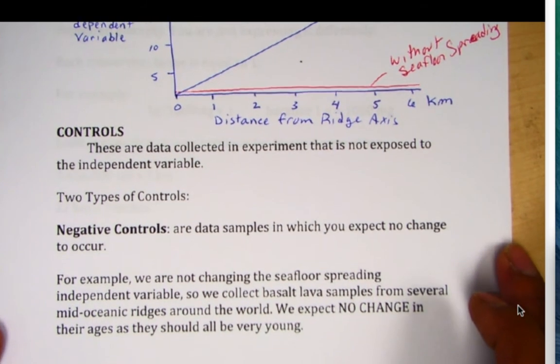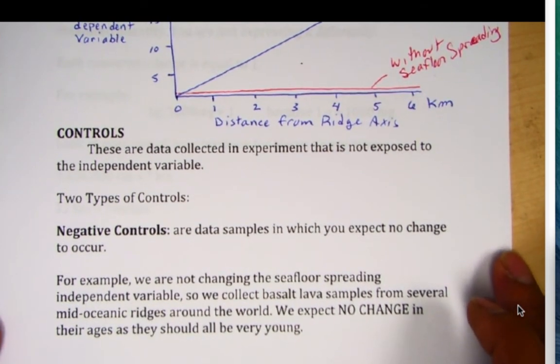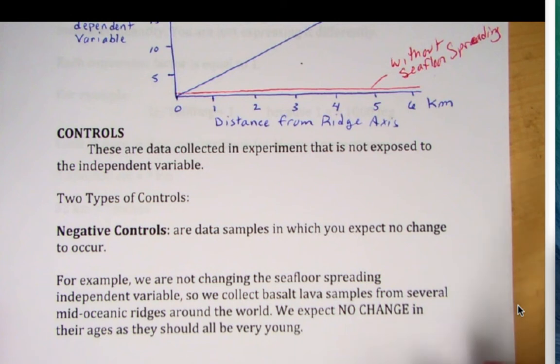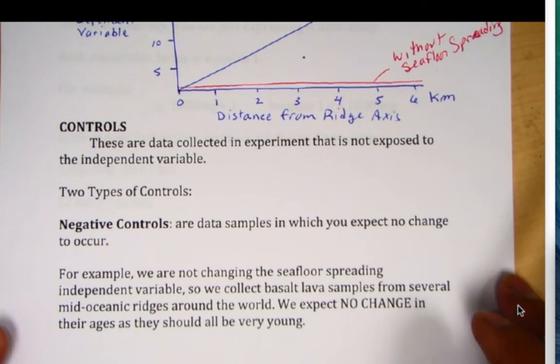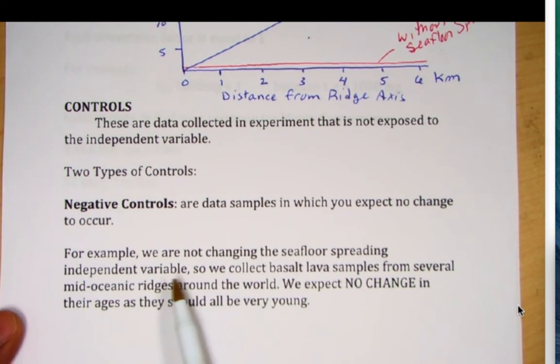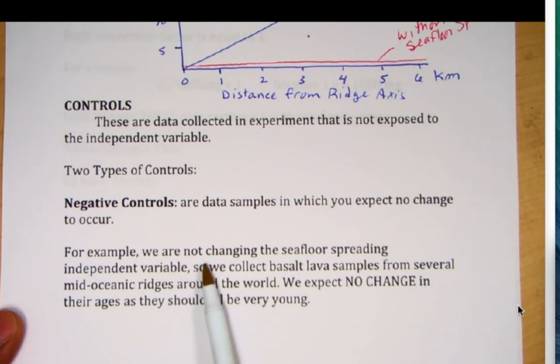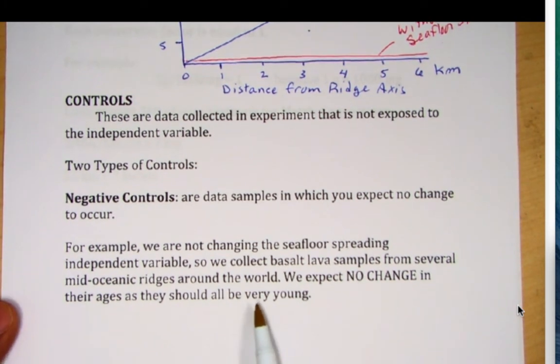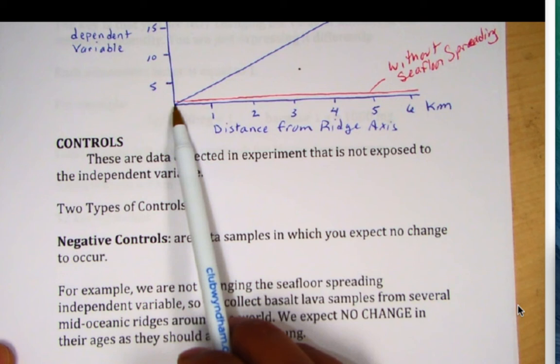These are data collected in an experiment that is not exposed to the independent variable, right? So there's two types of controls. A negative control, these are data samples in which you expect no change to occur. So in this example, if we are not changing the seafloor spreading independent variable, so we collect basalt lava samples from several mid-oceanic ridges around the world, we'd expect no change because they should all be very young. They should all be 0 down here, right? Because that's at the mid-oceanic ridge. It should all be at 0.